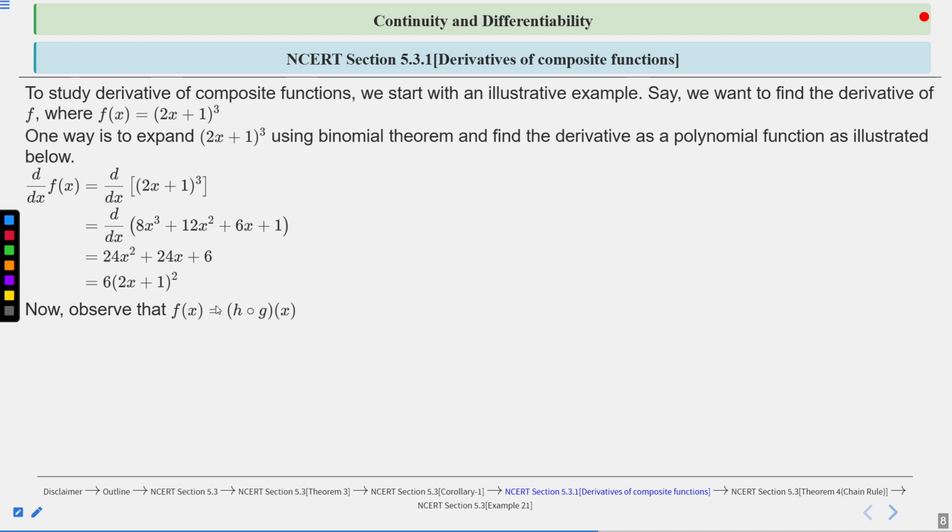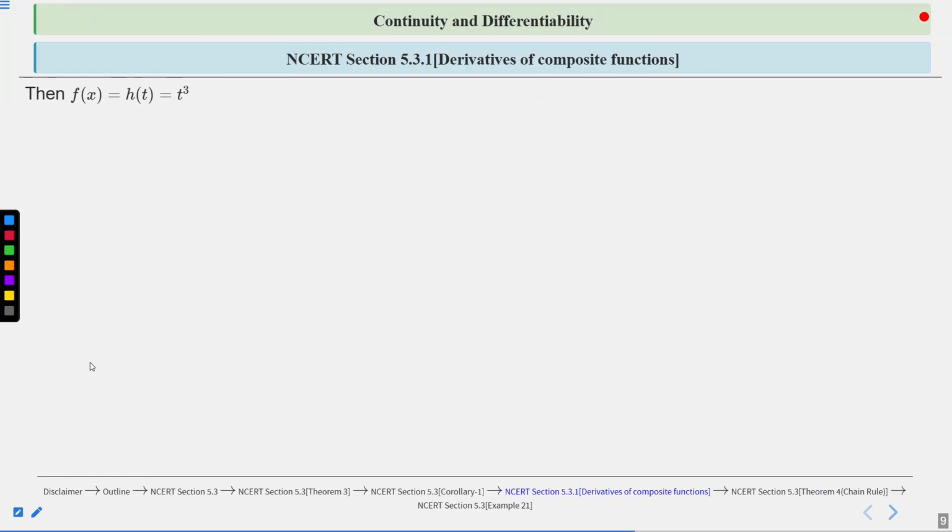Now we can observe that f(x) is basically h(g(x)), where g(x) is 2x + 1 and h(x) is x³. So f is basically h∘g. Now let us put t equal to g(x), which is 2x + 1. We have assumed that. Then f(x) will be equal to h(t), which is equal to t³.